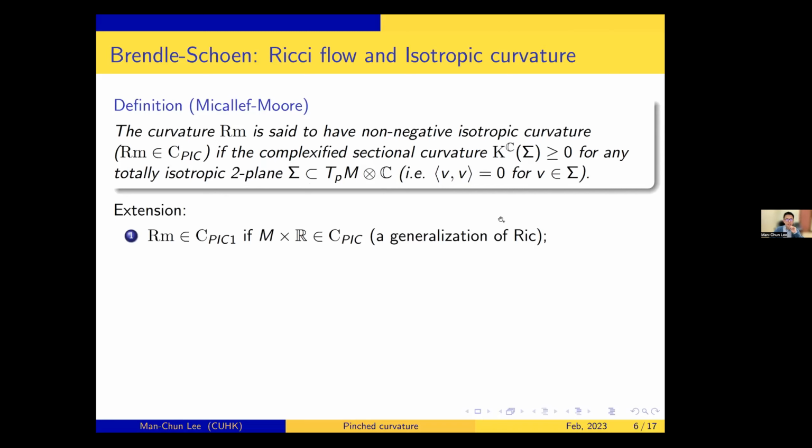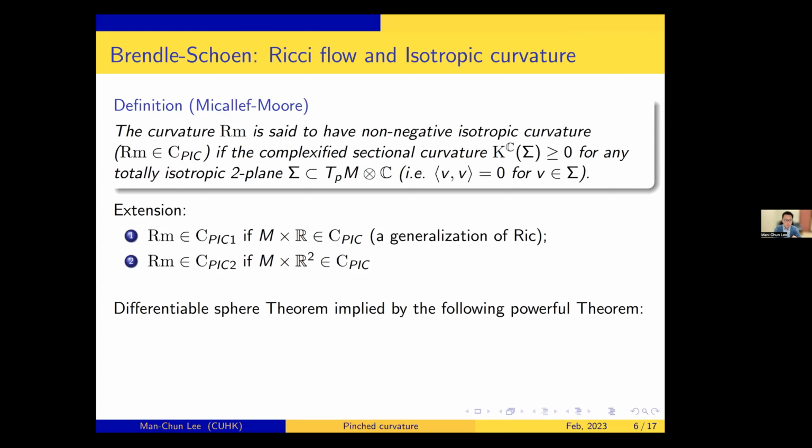And then there are some extensions. For instance, if we require the manifold crossed with the Euclidean line to be inside the PIC cone, then we call it PIC1. The easiest way to visualize it is to think of this as a generalization of Ricci curvature. With some formulation, you can see that this is exactly the Ricci curvature in dimension three. And then people also study the case when you cross with more Euclidean lines. For instance, if you cross with two more Euclidean lines, then we call it PIC2. Some people also call it non-negative complex sectional curvature. You can think of this as a generalization of sectional curvature in four dimensions.